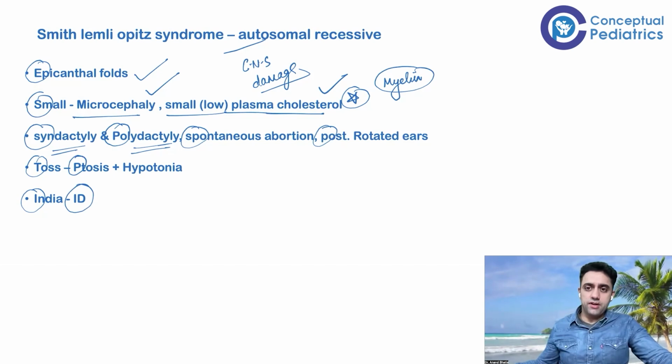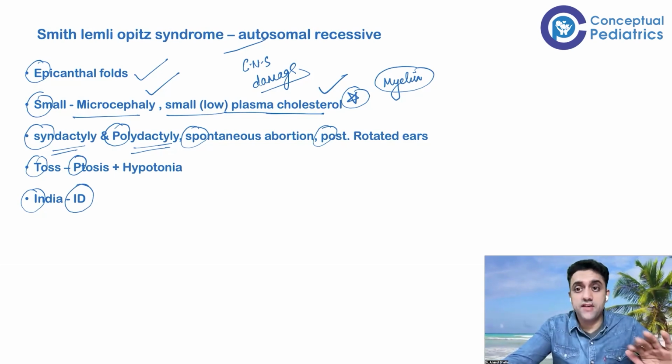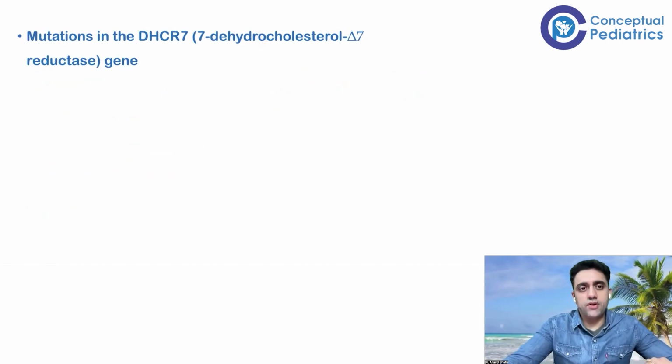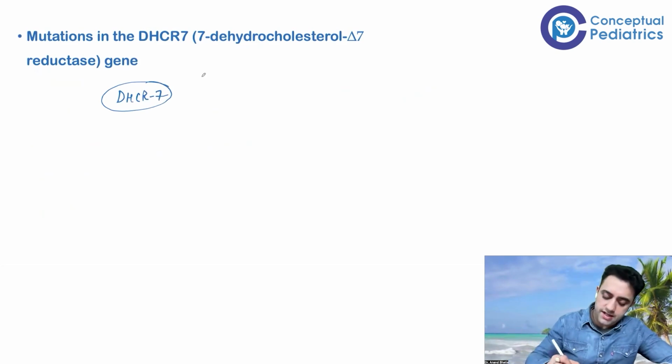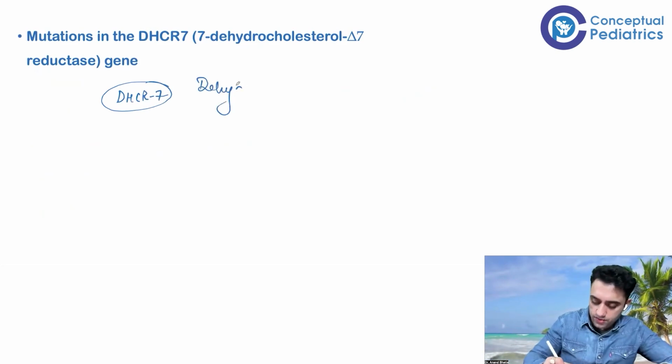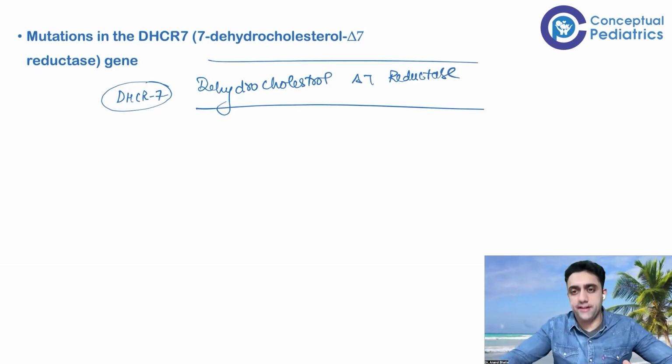So these are the important points you should know in a case of Smith-Lemli-Opitz syndrome, which is very interesting. And there's a mutation in the DHCR7, dihydrocholesterol. Then there is delta 7 reductase. So in simple words, there is a mutation in the dihydrocholesterol reductase enzyme.